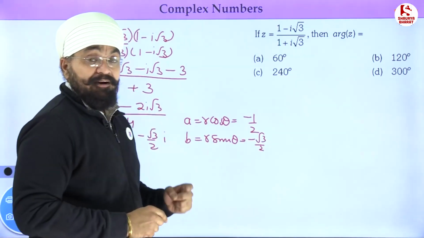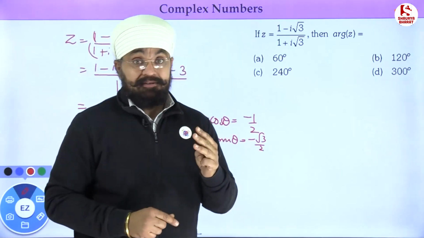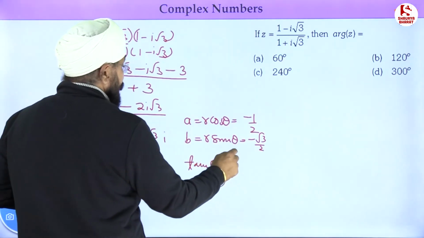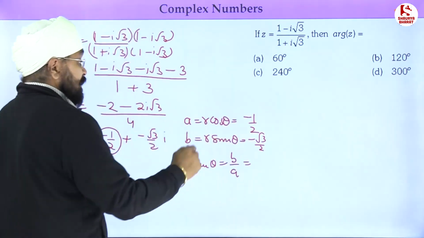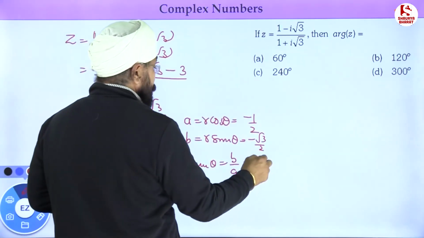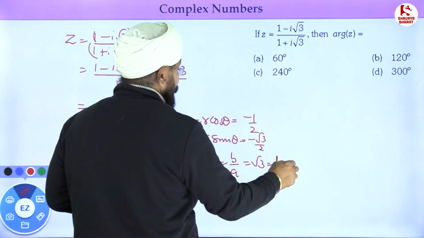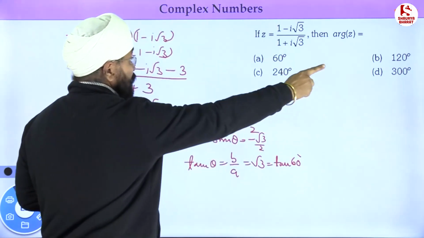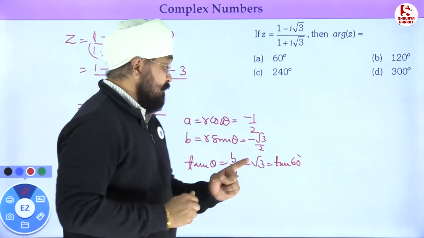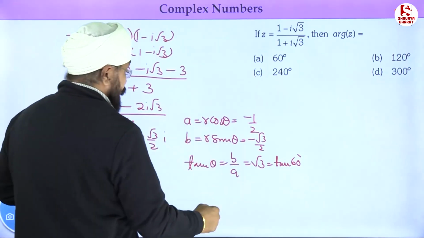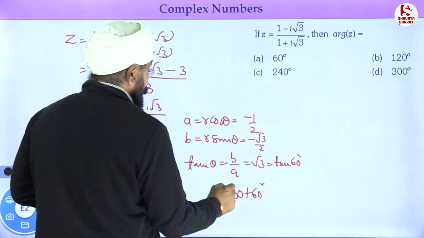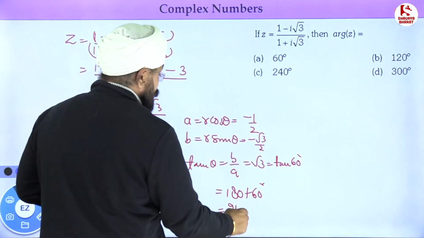That means we have to take them to the third quadrant. Third quadrant means pi plus. So we go with the formula tan theta equal to B upon A. When you put these values, minus root 3 upon 2 divided by minus 1 upon 2 gives only root 3, and root 3 is for tan 60 degree. As they have asked the answer in terms of degrees, I am not going to convert to pi by 3. I am going to take only 60 degree, and we have to go to the third quadrant. Third quadrant means 180 plus 60. That means this gives the answer as 240.